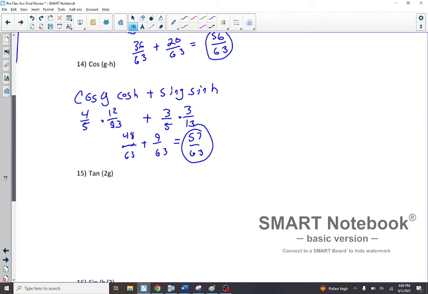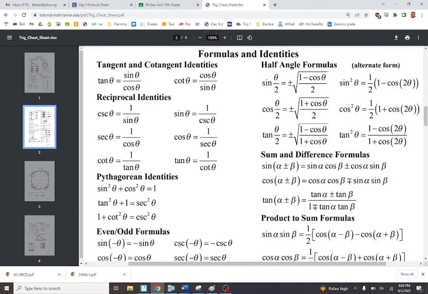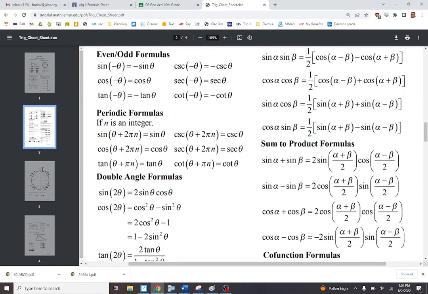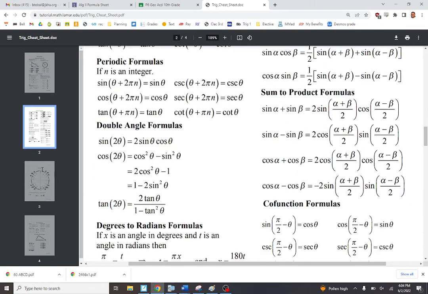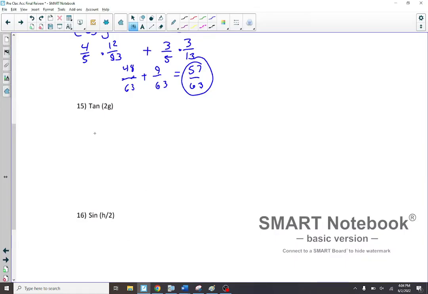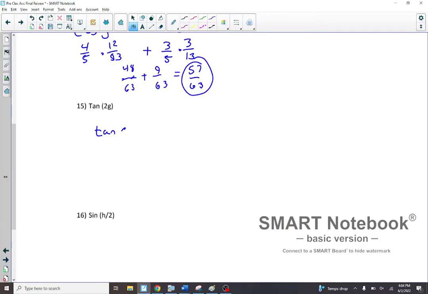That makes sense. All right, tan 2g. So we use the double angle formula for tan 2g, which is right here. So tan 2 theta is 2 tan over 1 minus tan squared. So in this case, tan g over 1 minus tan squared g.